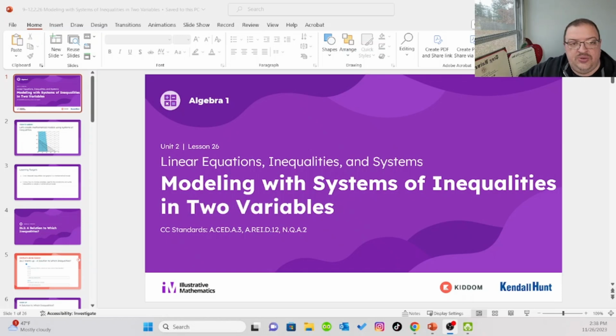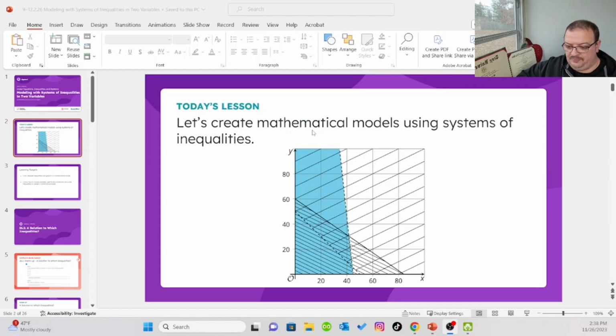Welcome to Unit 2, Lesson 26. This will be our last lesson before the test, which will be Thursday, November 30th. This lesson is titled Modeling with Systems of Inequalities in Two Variables. In today's lesson, we're going to focus on creating mathematical models using systems of inequalities.